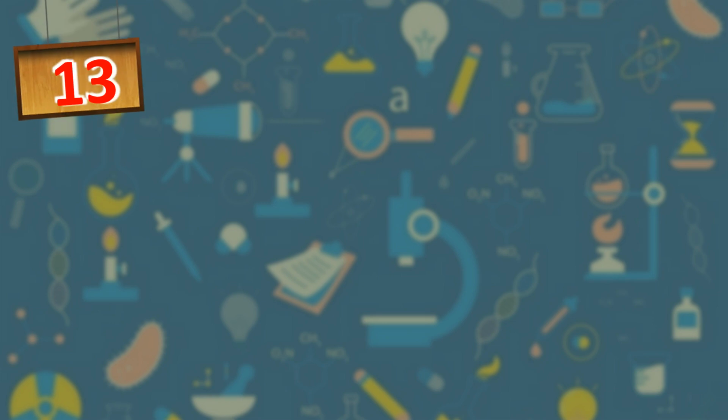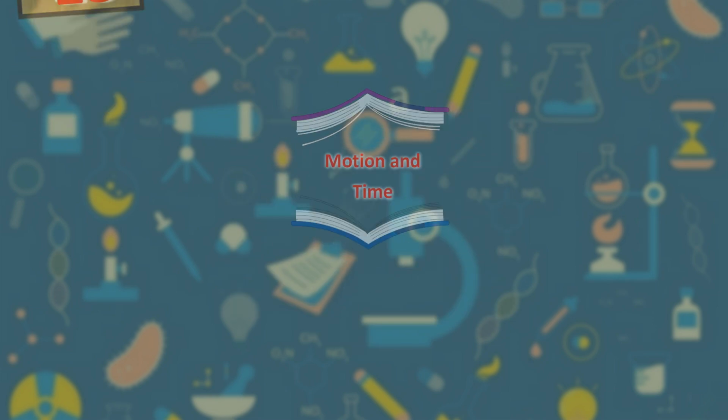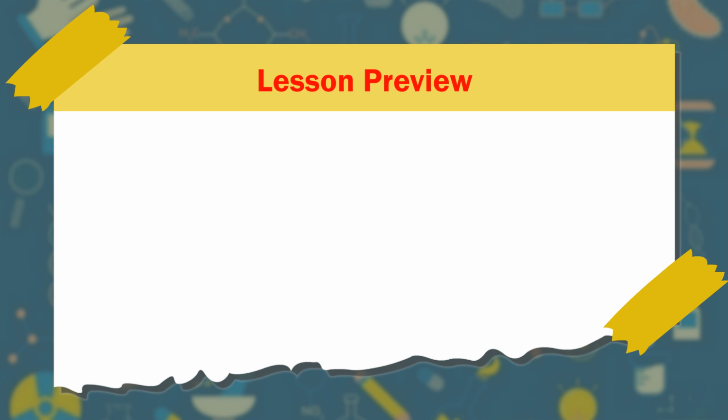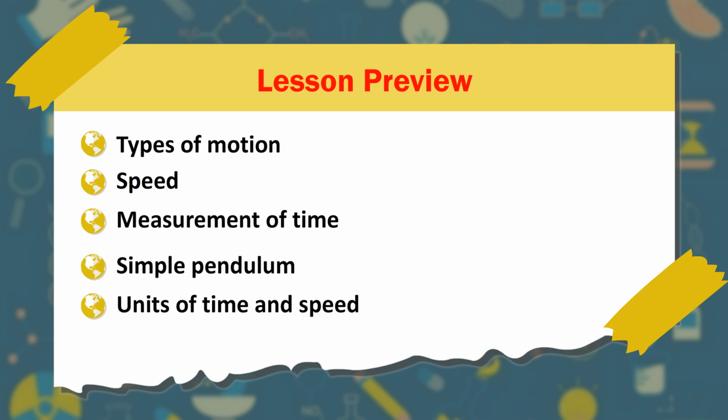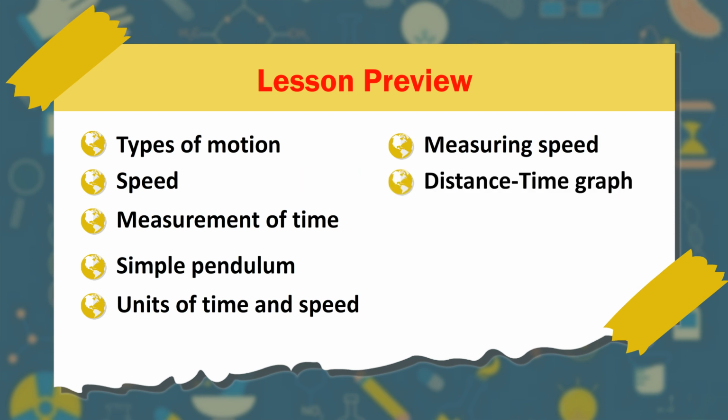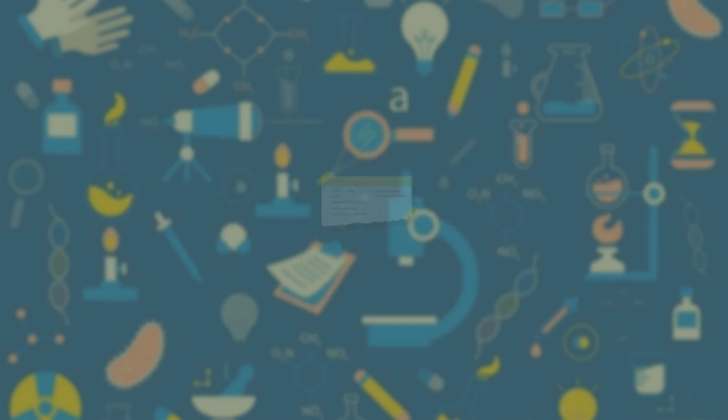Chapter 13. Motion and Time. Lesson Preview. Types of motion. Speed. Measurement of time. Simple pendulum. Units of time and speed. Measuring speed. Distance time graph.